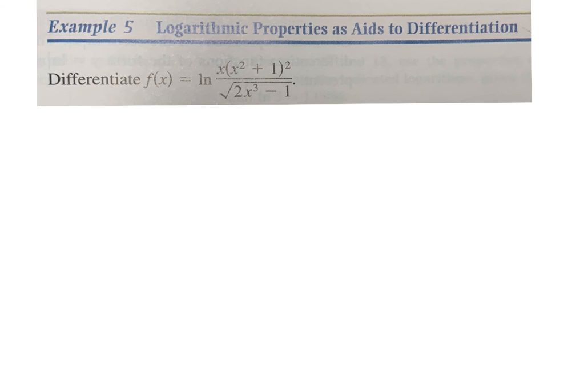Expand it, just expand it. We're going to look at each one individually. So I'm going to look at my x, my x squared plus 1 squared, and my square root of 2x cubed minus 1. And I'm going to expand it. So I have the natural log of x. It's being multiplied by this guy right here, right? I can expand him, can't I? I can put the 2 in front, 2 ln of x squared plus 1, right? Divided by this guy right here.